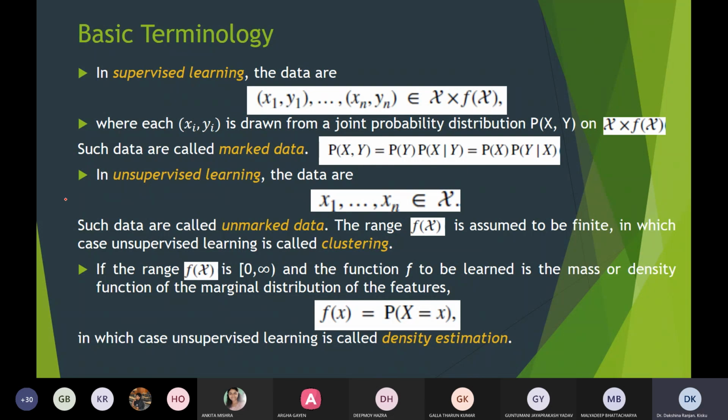Such type of data will be called marked data. Marked data is basically used in supervised learning applications. That means the applications which use supervised learning strategies use the marked data. And this marked data can be drawn from the joint probability distribution of random variables x and y on x into f of x.